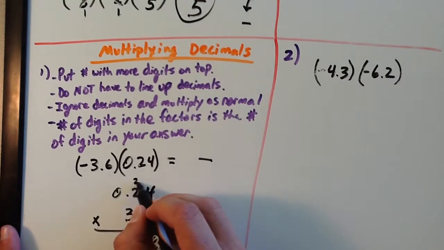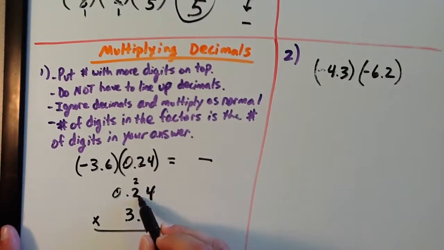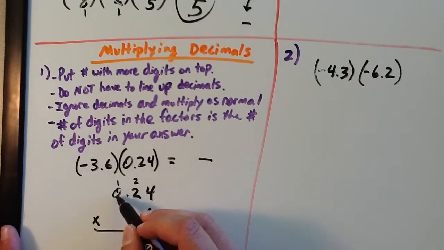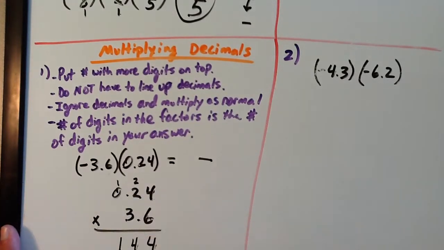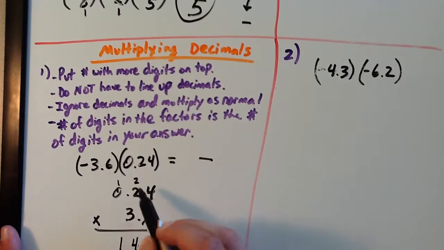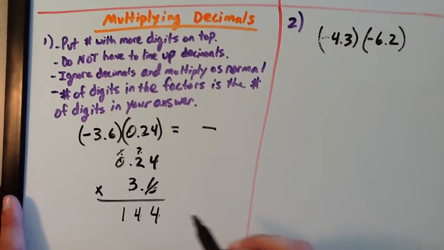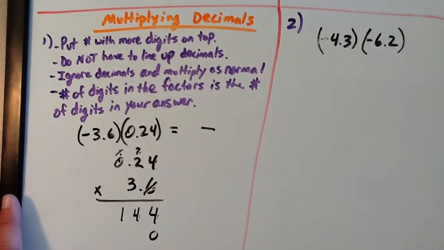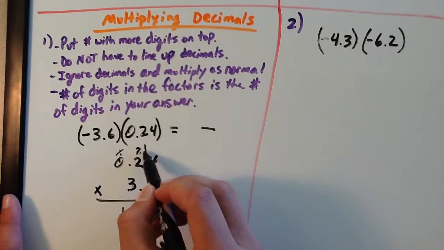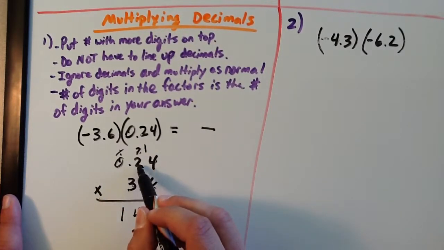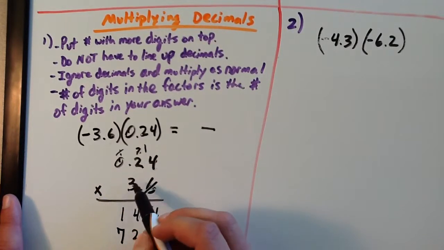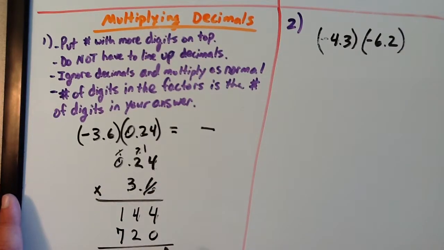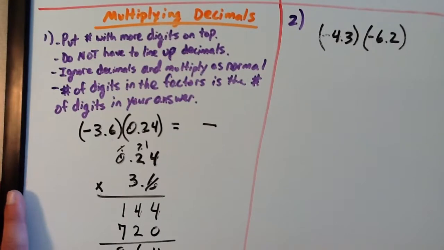6 times 4 is 24. 6 times 2 is 12, plus 2 is 14. 6 times 0 is 0, plus 1 is 1. All right, so I've used that, I've used that, I've used that. I'm going to add a placeholder 0, continue multiplying. 3 times 4 is 12. 3 times 2 is 6, plus 1 is 7, and 3 times 0 is 0. So I add and I get 864 in my answer.